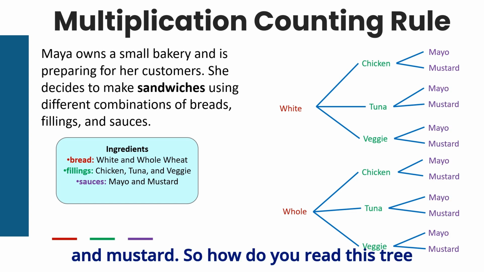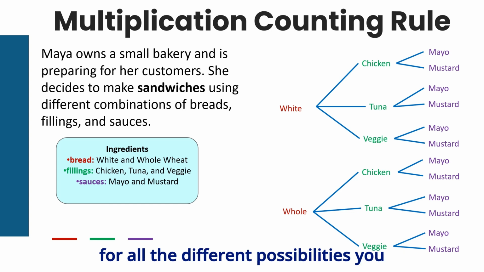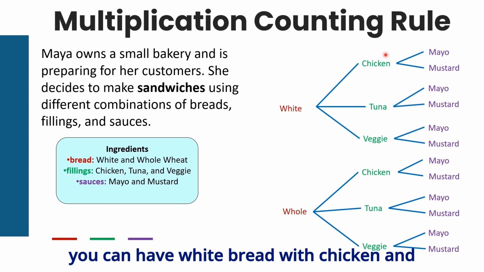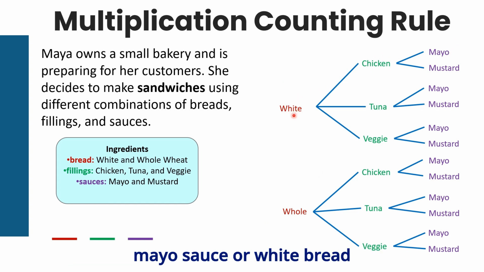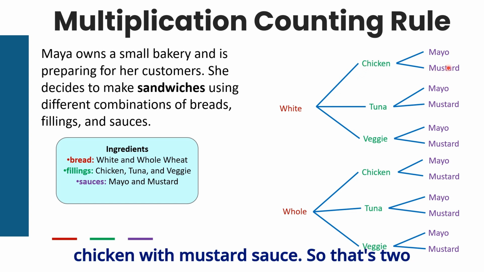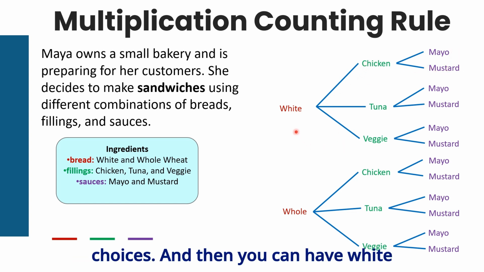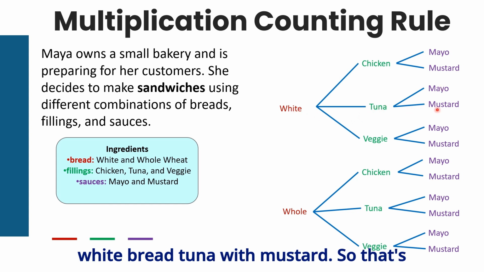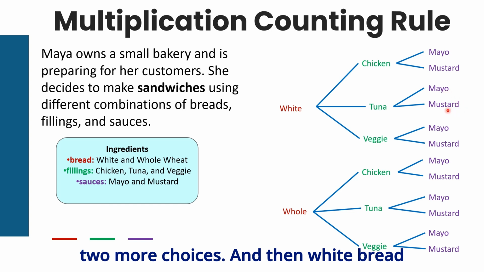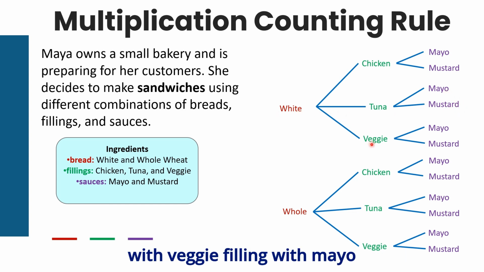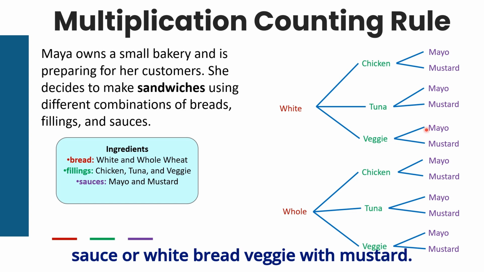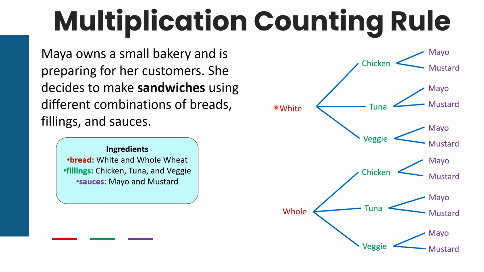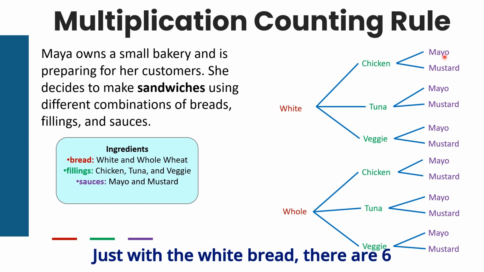So how do you read this tree for all the different possibilities you may have? For the first possibility, you can have white bread with chicken and mayo sauce, or white bread, chicken with mustard sauce. So that's two choices. And then you can have white bread with tuna filling with mayo, or white bread, tuna with mustard. So that's two more choices. And then white bread with veggie filling with mayo sauce, or white bread, veggie with mustard. So that's another two more choices. Just with the white bread, there are 6 possibilities.